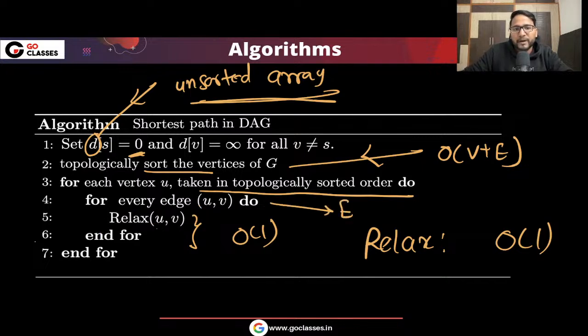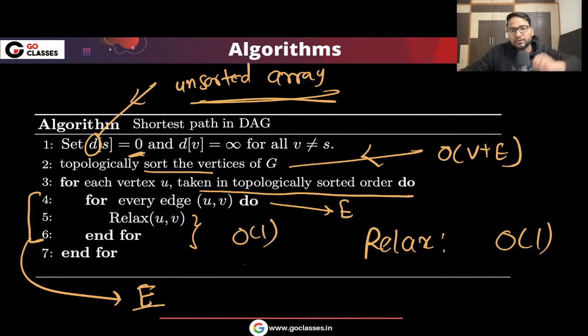This is just like a printf, order of 1. So E into order of 1, which is just E. So this whole thing takes just E time. Just E time. Understood? So that's how you can find the shortest path in a DAG.